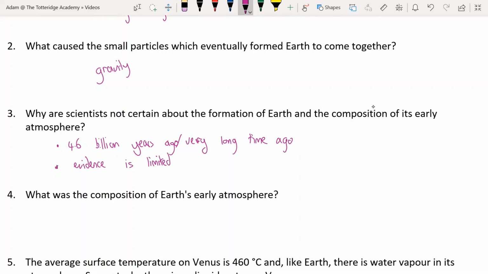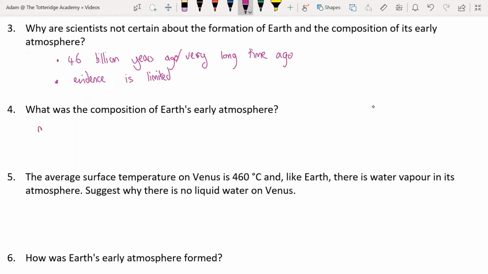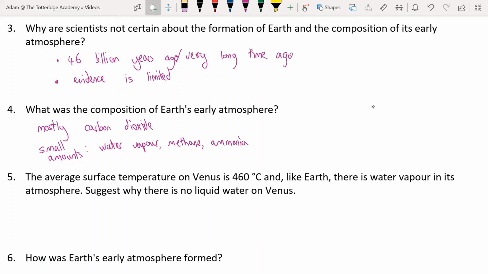What was the composition of Earth's early atmosphere? Mostly carbon dioxide and small amounts of water vapor, methane, and ammonia. And depending on where you are in the chemistry course, you'll know more or less about compounds like methane and ammonia.